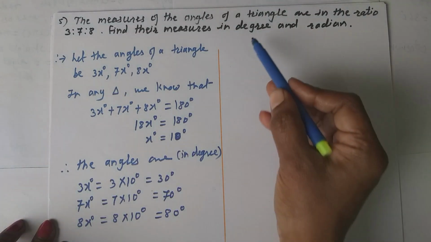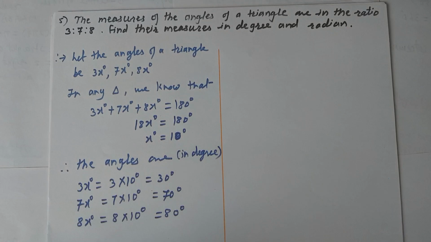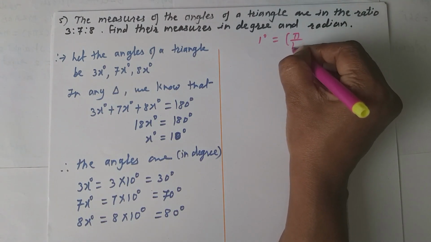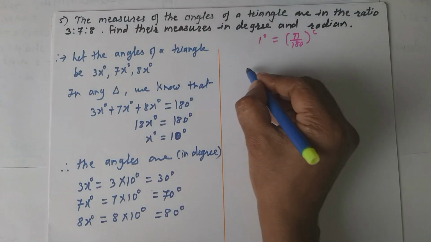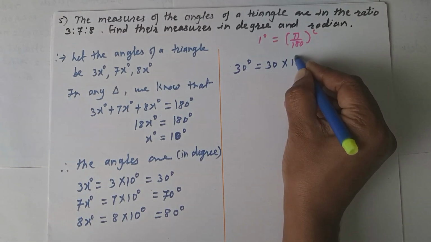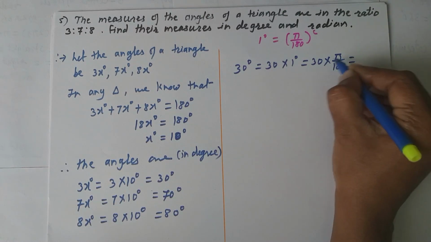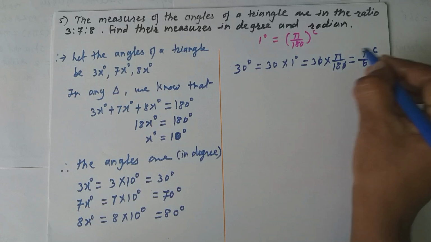Okay. Now here we have to find in degree as well as in radians. Angles in degree are 30, 70 and 80. I will find the angles in radians. And we know that 1 degree is equivalent to pi divided by 180 radians. Therefore, write down, this 30 degree can be written as 30 times 1 degree, and keep the value of 1 degree pi by 180, and simplify this. After simplification, this is nothing but pi by 6 radians.